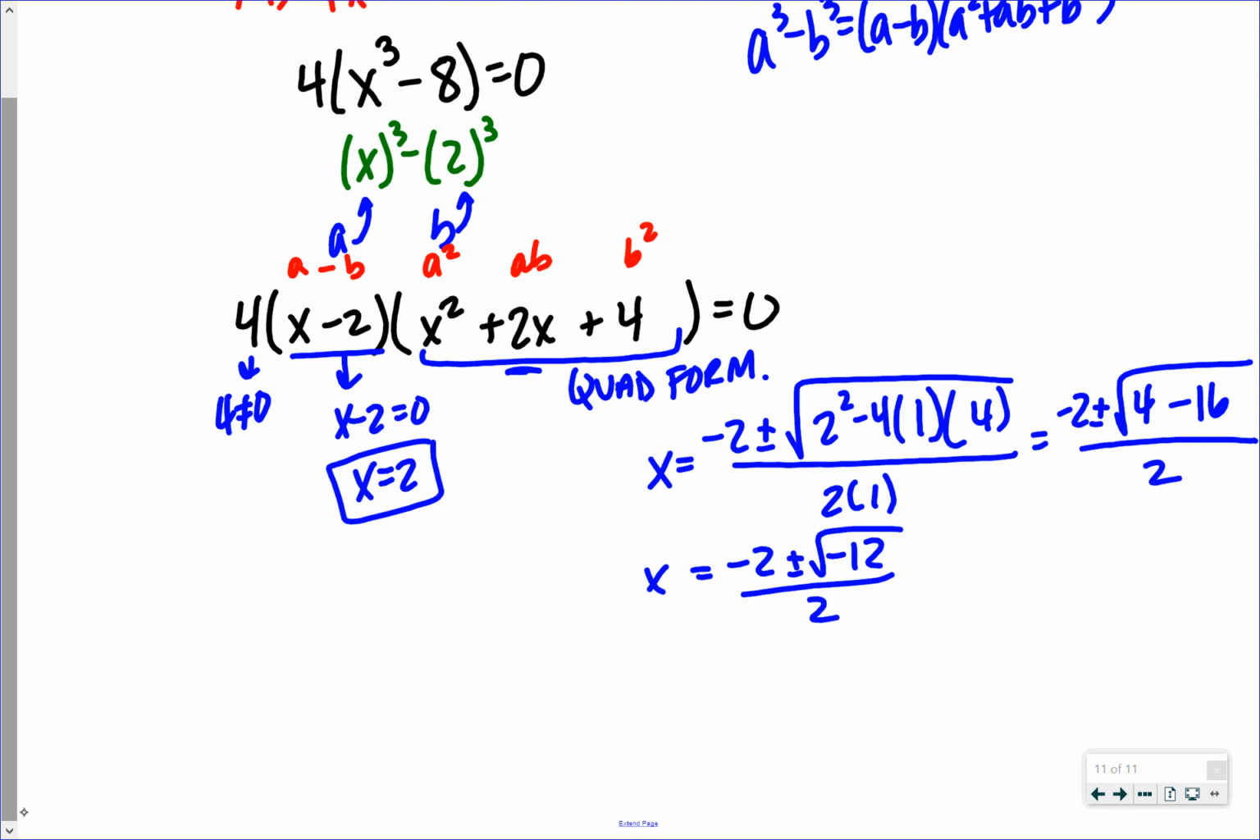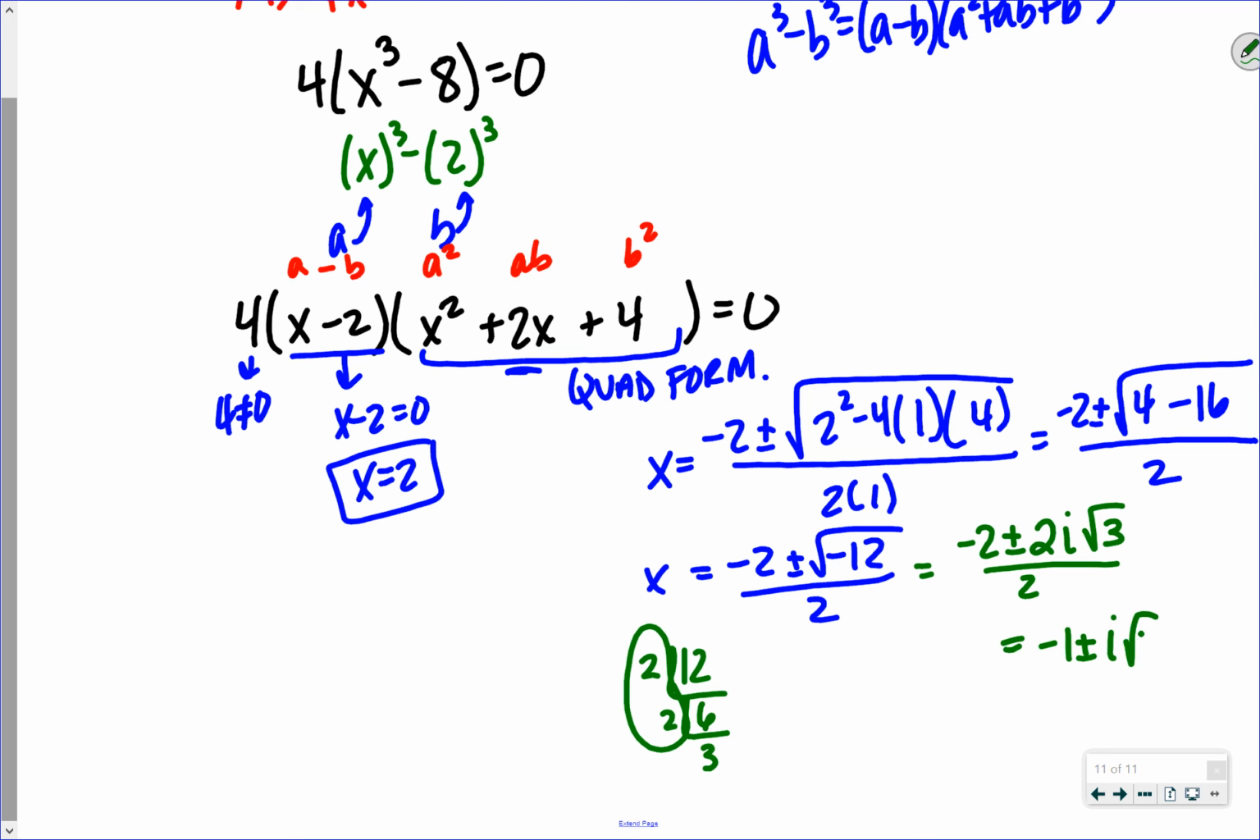And this can be simplified. First of all, coming out of the square root with the negative is an i. And I need to simplify that 12. 2 going into 12 is 2 and 6. 6 is 2 and 3. 12 is 2, i for the negative, square root of 3, over 2. And when I simplify this, I'll just get negative 1 plus or minus i square root of 3. 2 goes into everything. 2, 2, 2, gone. So now I have 3 answers. 1 here, 2 here, 1 plus, 1 minus, which is fitting because I started with an x to the third.